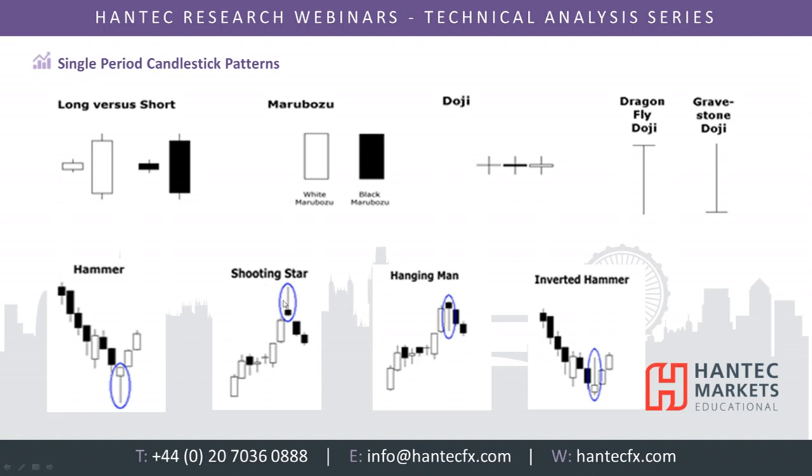Okay, so shooting star is the opposite of a hammer candlestick. Shooting stars come at the end of an uptrend, and you have a rejection of the price movement to close below the open, rejection of that upside move, and it then starts a new downtrend.